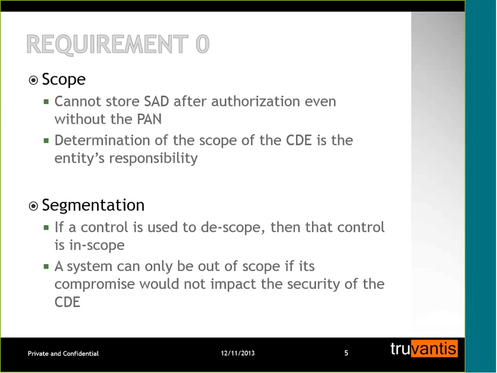But as a basic principle, I like to say these 2 things. Firstly, if you're using a control to de-scope the environment, so for example, you're using a firewall to separate the in-scope from the out-of-scope, then that control is in scope. So if you have a firewall to separate the 2, then the firewall is in scope. If you're separating traffic using VLANs, then the technology that creates those VLANs, that's in scope.